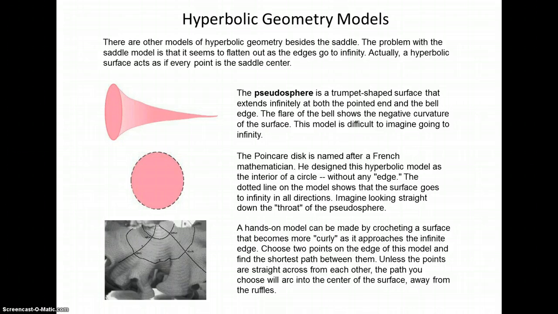Another model can be made actually in 3D space. This can be knitted or crocheted and is often called a hyperbolic doily. The edge of this doily becomes more curly as it approaches the infinite edge. Choose 2 points on the edge of this model and find the shortest path between them. Unless these are straight across from each other, the shortest path is going to be a pathway closer to the center and not along the frilly edge.